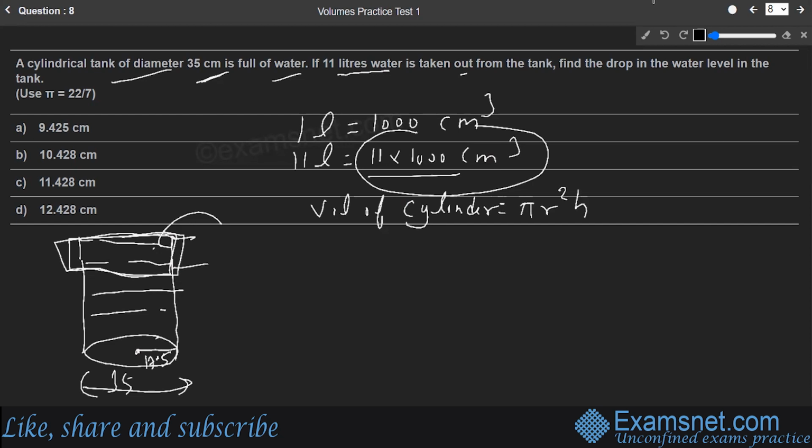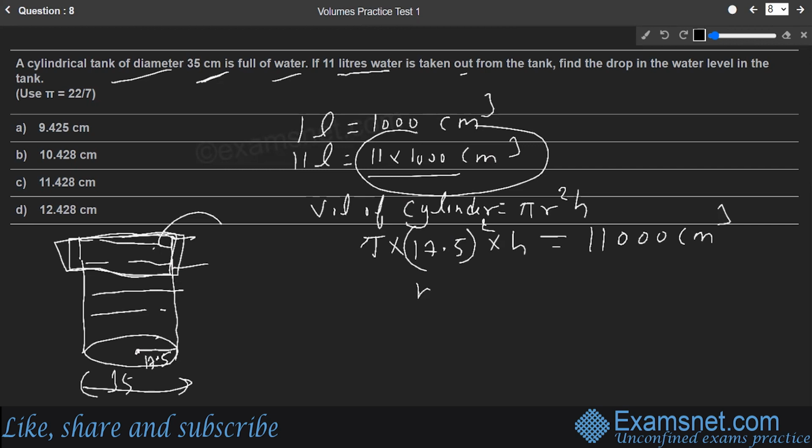Here the height will be that particular drop of the level. So it has to be pi into r value 17.5, pi r square into h value we have to calculate. And this is happening because 11 liters of water has been drawn out, whose volume is actually 11,000 centimeter cube. So using this expression, we can easily find out the value of h.